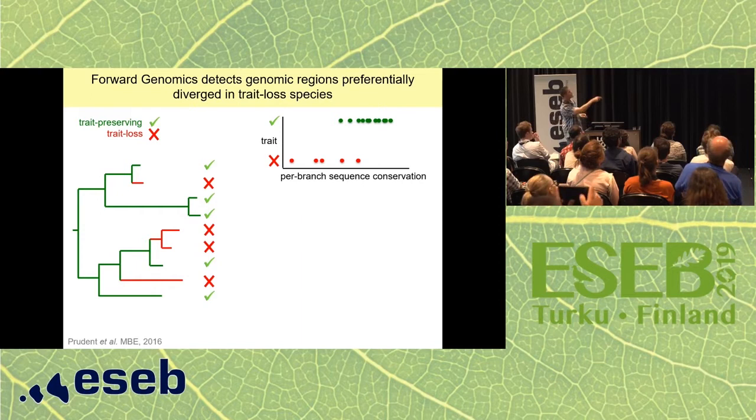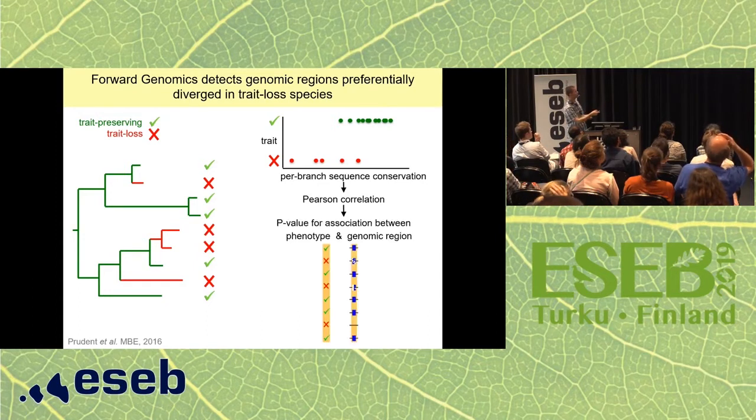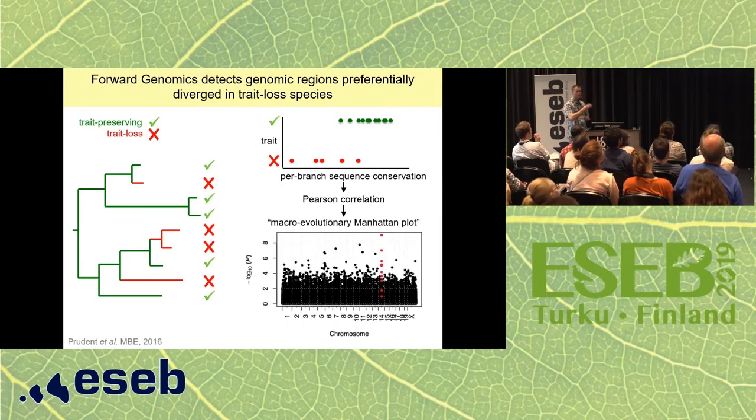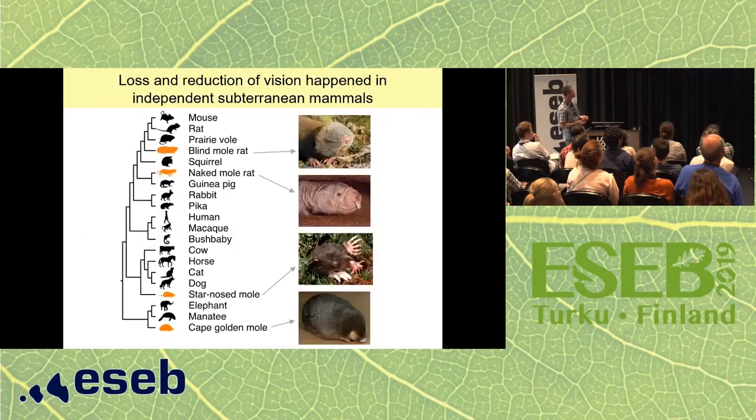We can now ask whether the trait loss branches are associated with lower conservation values. We can use Pearson correlation to quantify this, and if we get a significant p-value, we found an association between this trait and the divergence pattern in this genomic region. Now we can march over all conserved regions in the genome, and if you like, generate a macroevolutionary Manhattan plot that you probably know from GWAS. So let's get into a specific example.